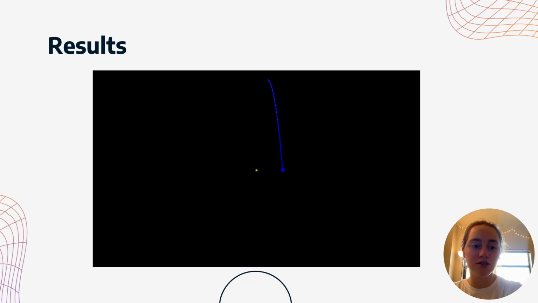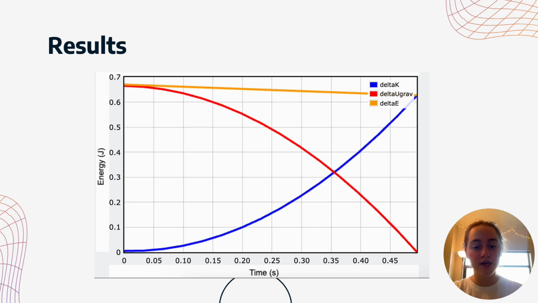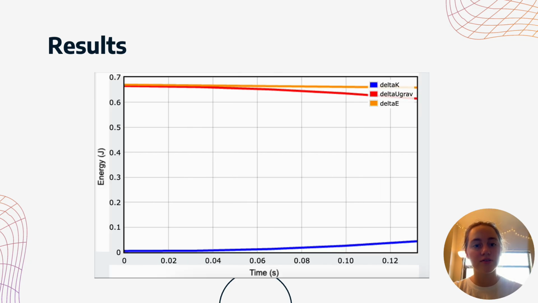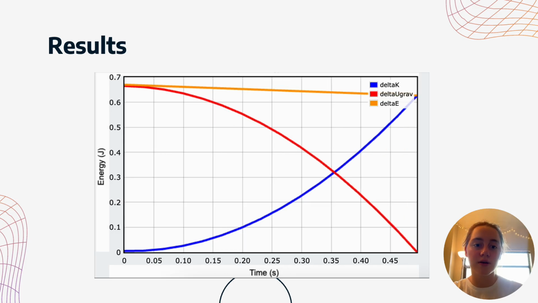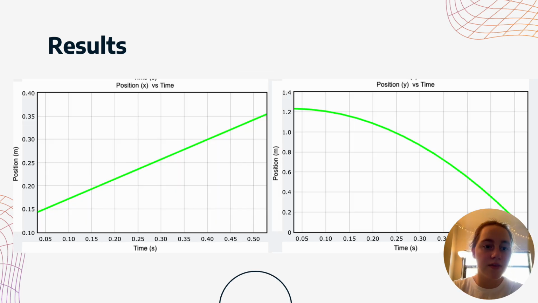That yellow dot is the origin, and you can see that the projectile is moving down and to the right. You can see that in this results page, as you notice the total energy decreases a little. And then we can look at the position. So this is the X. It's going to go to the right, so the position is increasing, and then the Y position is decreasing.